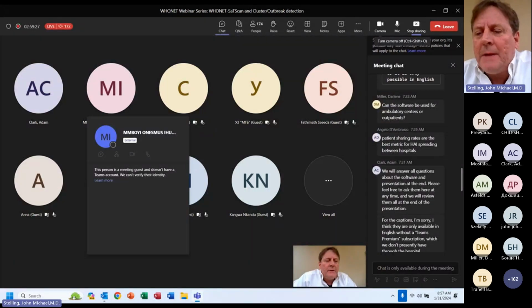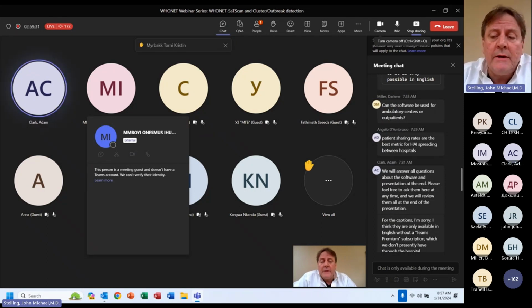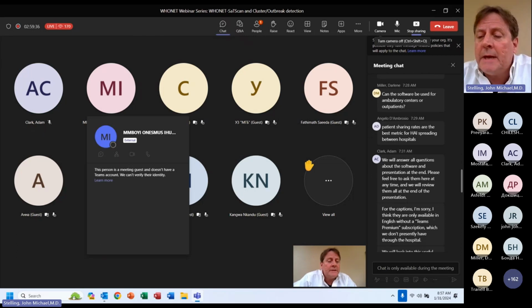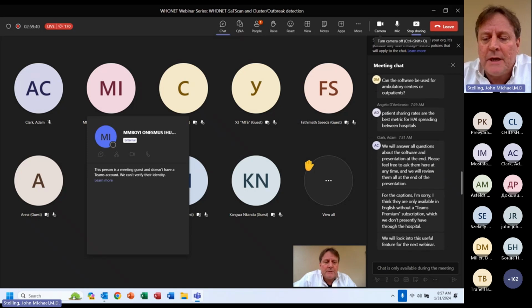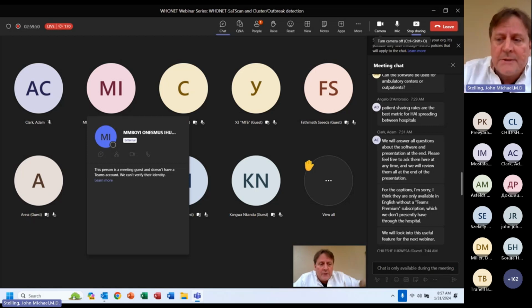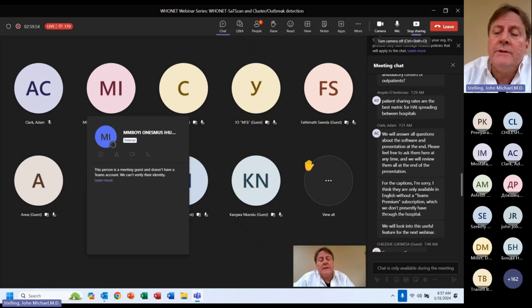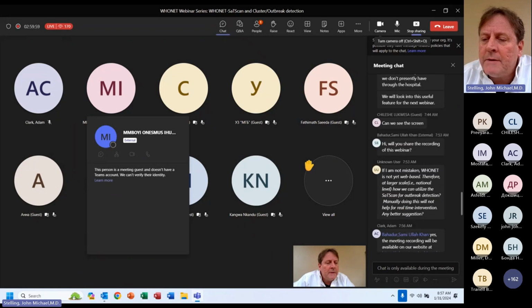Okay, can the software be used for ambulatory centers or outpatients? Yes, definitely. And food and veterinary. And so we do have some of those publications on Salmonella and Shigella, for example. Patient sharing rates are the best metric for HAI spreading between hospitals. And Susan Huang, who is the principal investigator for a number of our papers, has done very nice work looking at MRSA spread and other kinds of spread, looking at patient transmission and exchange metrics.